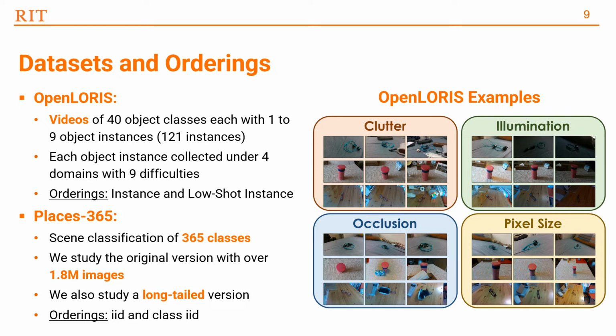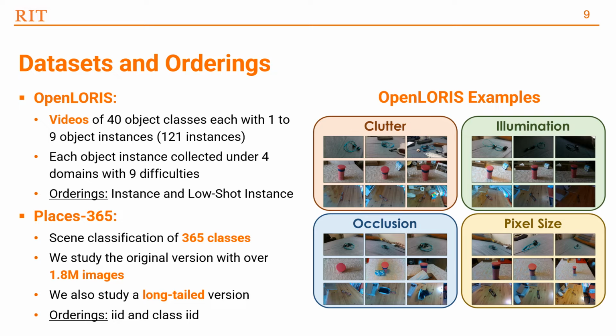In addition to OpenLORIS, we also evaluate performance on 2 variants of the Places 365 dataset. Places 365 is a scene classification dataset consisting of 365 classes and over 1.8 million images. We use the full version of the dataset to evaluate the ability of models to scale, and we use a long-tailed version of the dataset to evaluate the robustness of learners to imbalanced datasets.